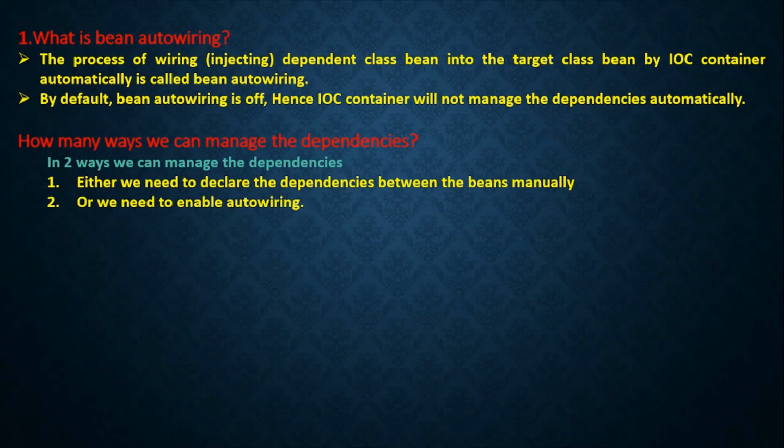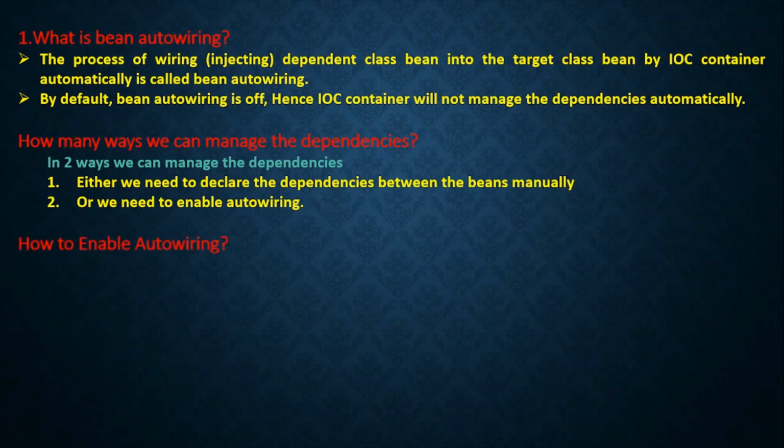There are two things: either we declare the dependency between the beans by means of the value tag or ref tag, that is the one thing we do manually, or the second approach is that we enable autowiring. That is today's topic that we are going to see. So there are two ways we can manage the dependency, as I have explained.